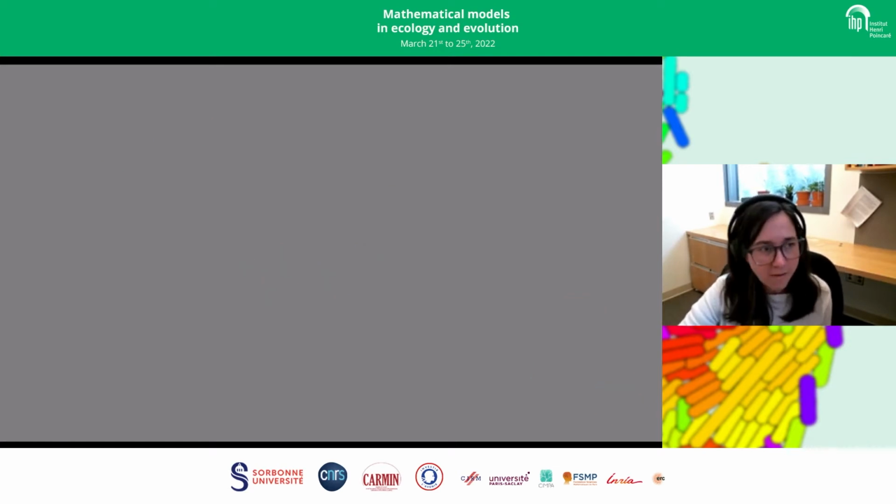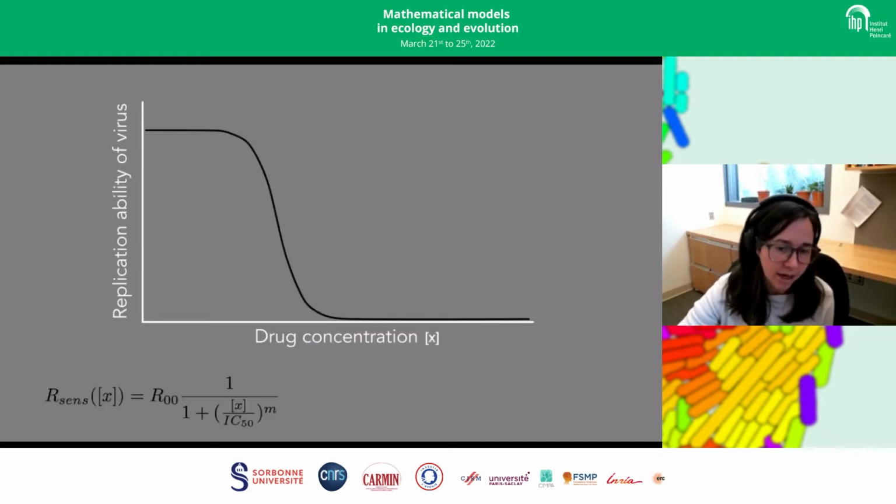And from what we've seen so far, it's worth thinking about what are the dynamics going on under the surface that can help us understand what's going on here. To do this, it helps to think about the concept of a dose response curve, which is some relationship between the concentration of a drug and the ability of the virus to complete a round of replication.